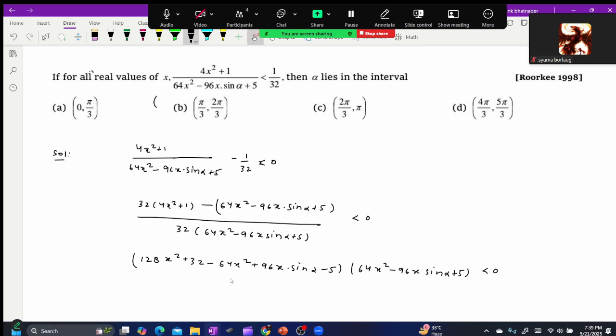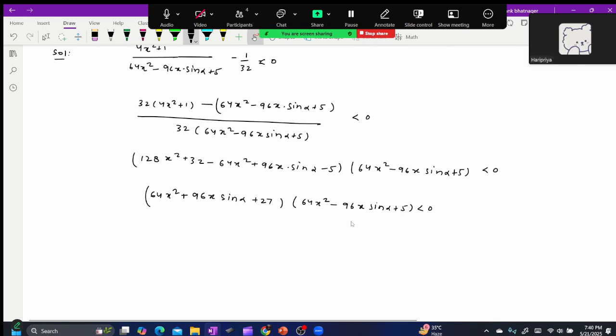If you try to solve this, 128 minus 64, this is 64 only. This is 64x square plus 96x sin alpha plus 32 minus 5, 27. Now there is another one, 64x square minus 96x sin alpha plus 5 will be less than 0.